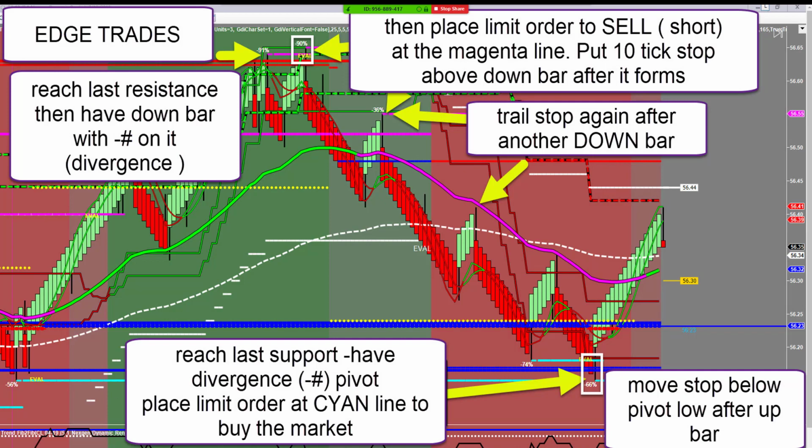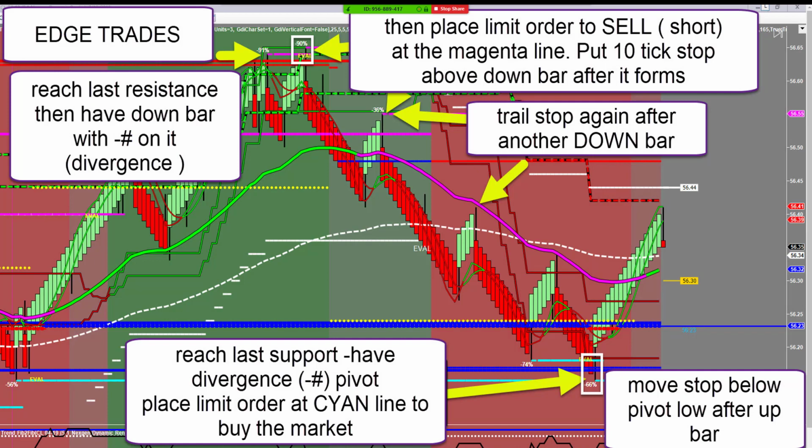Anyway, up here at the top, we get a negative 91. That sets up the trade, and then what we do is we place a limit order at that magenta line. And when it retests that magenta line, if the trigger line configuration is correct, then we end up with a counter trend trade short.